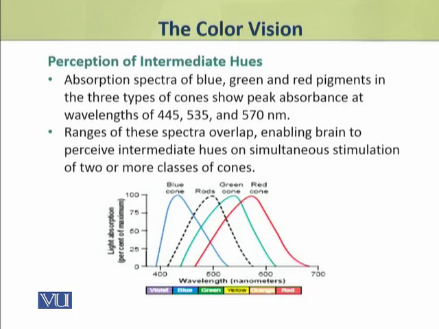How is it possible? It is possible because the absorption spectra of blue, green, and red pigments in the three types of cones show peak absorbance at wavelengths of 445, 535, and 570 nanometers. But you can see here that the ranges of these spectra overlap. This overlapping enables the brain to perceive intermediate colors on simultaneous stimulation of two or more classes of cones.